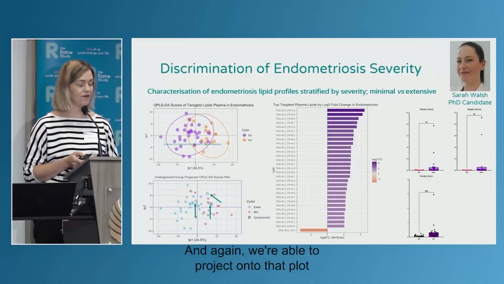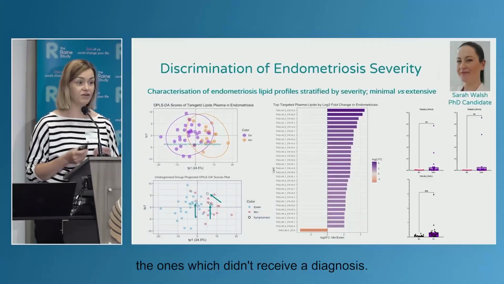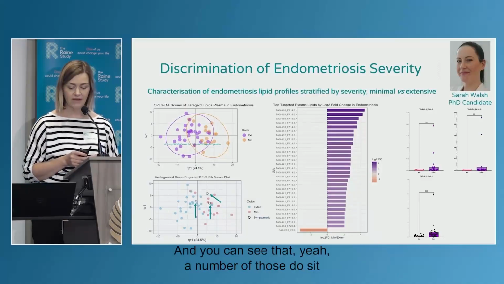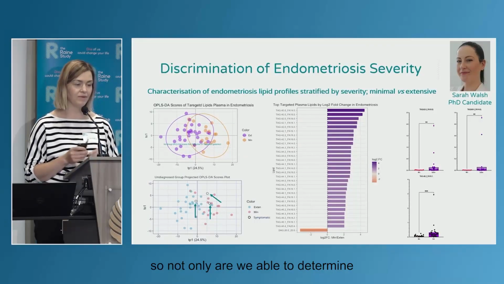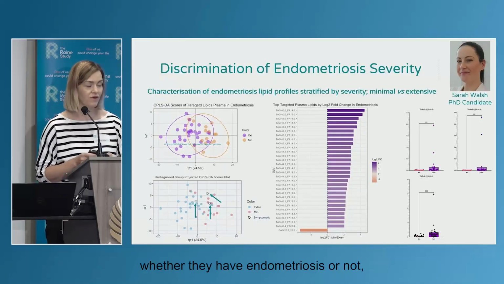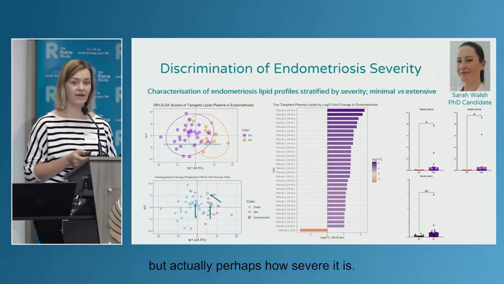And again, we're able to project onto that plot the ones which didn't receive a diagnosis, and you can see that a number of those do sit within the endometriosis phenotypes as well. So not only are we able to determine whether they have endometriosis or not, but actually perhaps how severe it is.